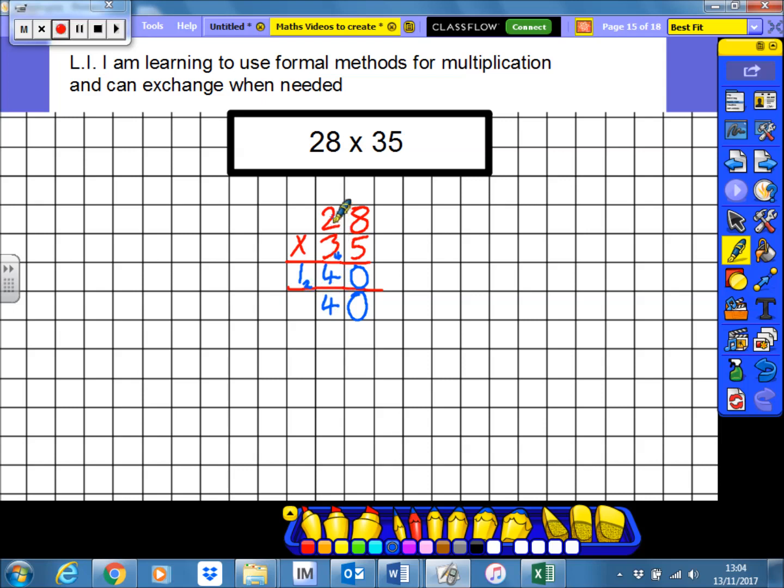Next, we do our 3 times 2. The answer to that one is 6, but I need to add on this 2, so it becomes 8. So that 2 has now been dealt with. I don't need to worry about that 2 anymore.